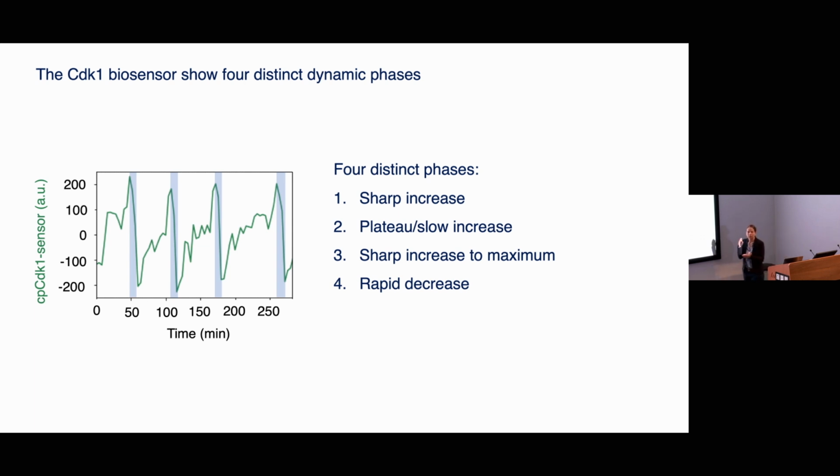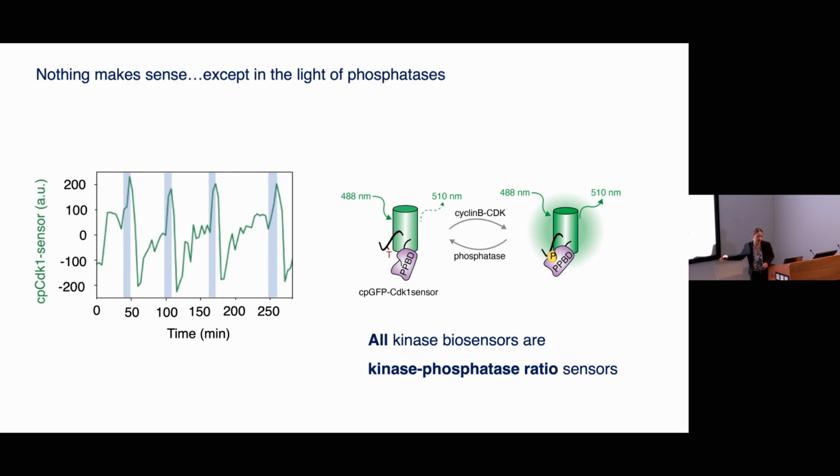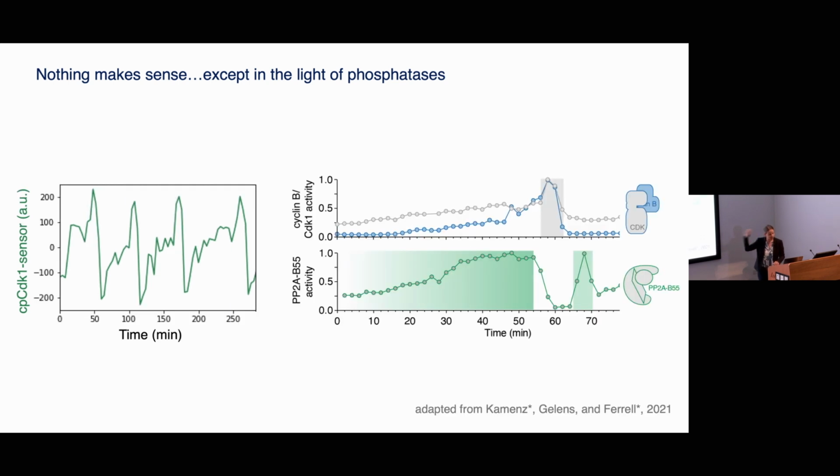And so I want to leave you with a message. Although I have now for the last 20 minutes probably talked about this being a kinase sensor, it's clearly not a kinase sensor, but a kinase-phosphatase ratio sensor. So you could drive the phosphorylation state of the sensor by either increasing the kinase activity or by reducing the phosphatase activity in the system. And this is true for all the FRET sensors out there, for example, which have been published as well. So nothing makes sense except in the light of the phosphatases. And this makes a lot of sense in our system as well.